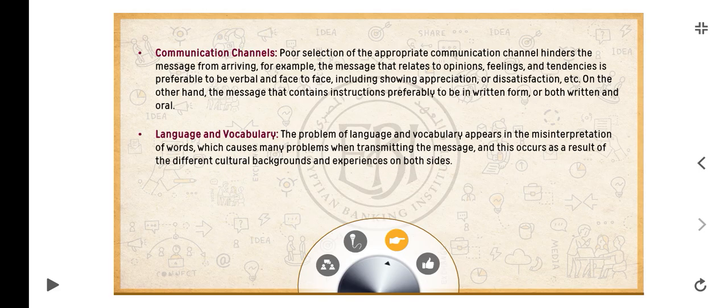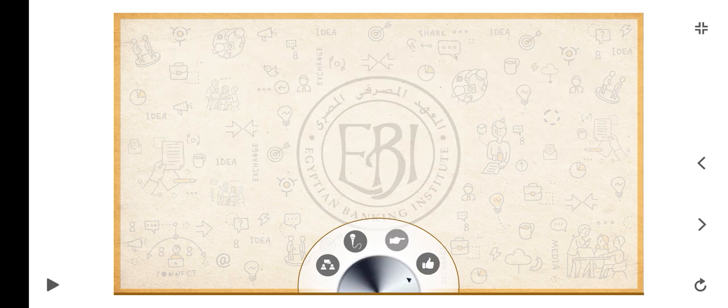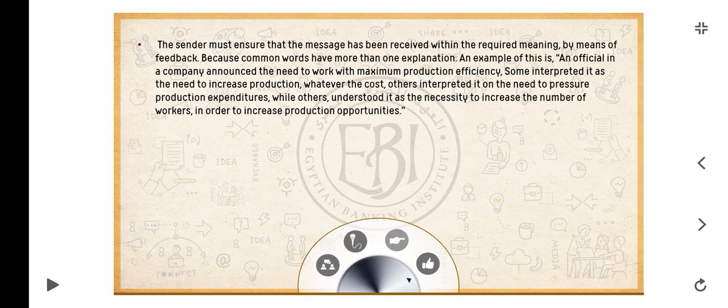The problem of language and vocabulary appears in the misinterpretation of words, which causes many problems when transmitting the message. And this occurs as a result of the different cultural backgrounds and experiences on both sides. The sender must ensure that the message has been received within the required meaning by means of feedback, because common words have more than one explanation.